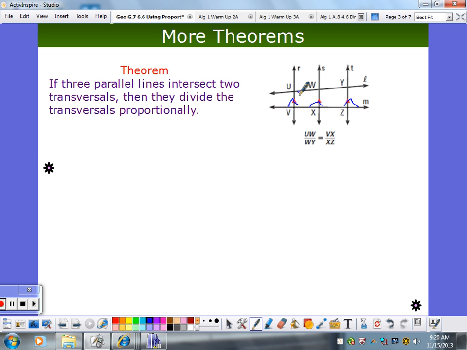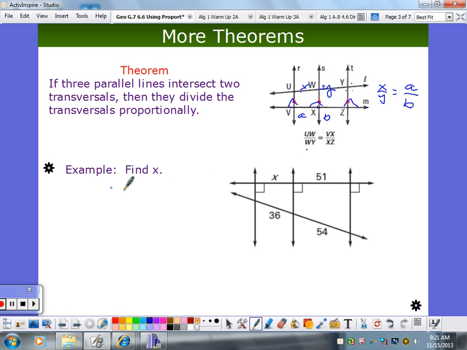proportionally, which means this little piece here between U and W, we can call that little x, and between W and Y, we can call that little y. That piece to that piece is proportional, so we'll call that piece A, to this one, to that one. So x over y equals A over B. And that's what this is saying here. I think it's a little hard to see it as UW to WY equals BX to XB.